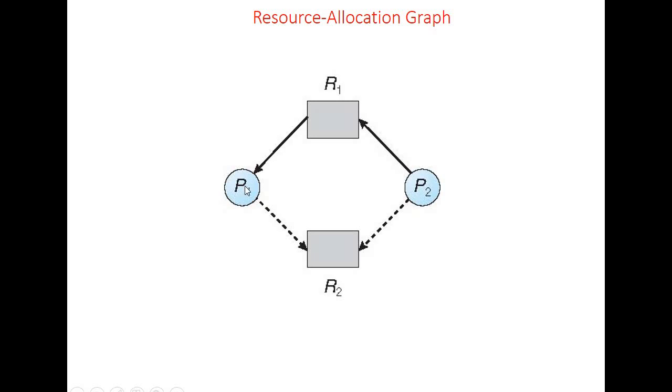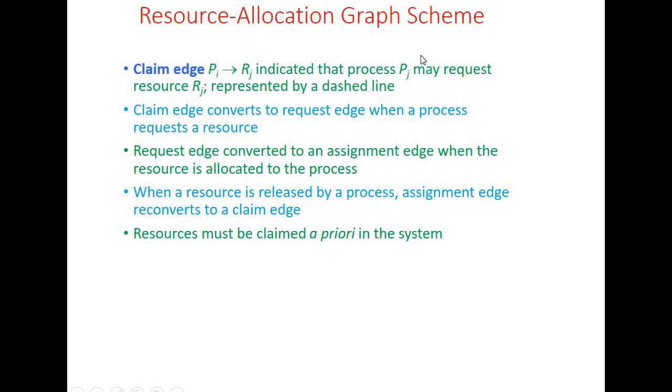R1 is a resource allocated to P1, so this is an assignment edge. P2 is requesting R1, so this is a request edge. So totally three types of edges are there: claim edge, request edge, and assignment edge.